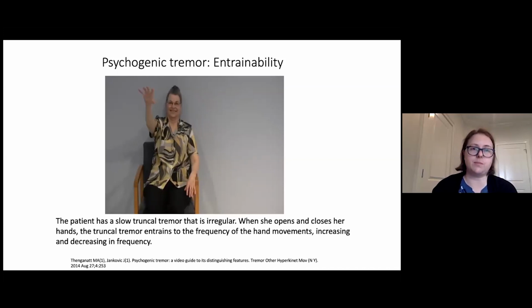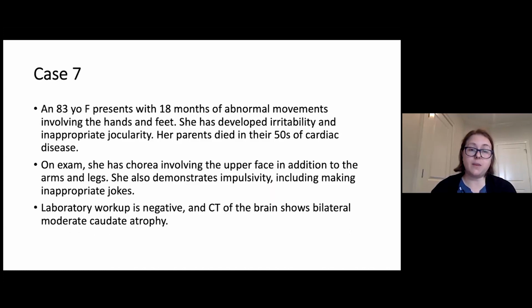This is an unconscious pathology of the brain, and people can actually really suffer from these symptoms. So the treatment for this is really cognitive behavioral therapy, referral to a neurologist, and a psychotherapist. So that brings us to case 7.